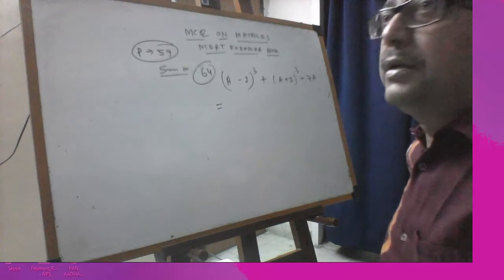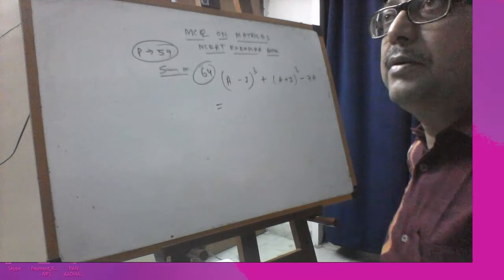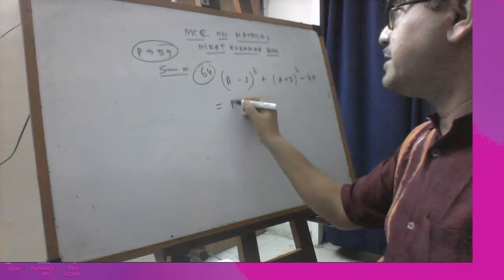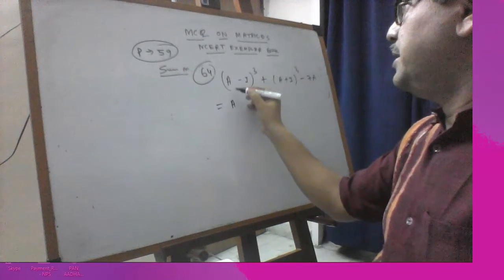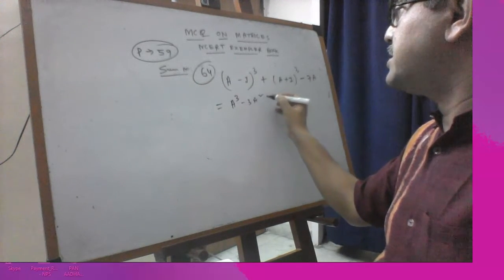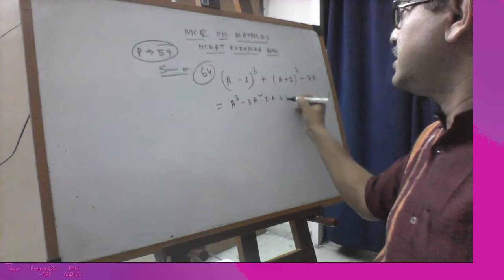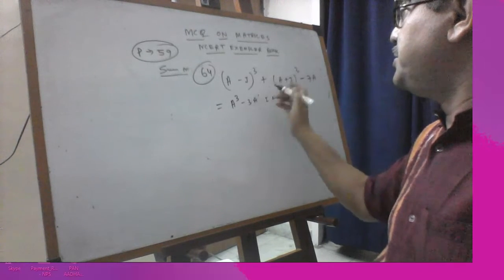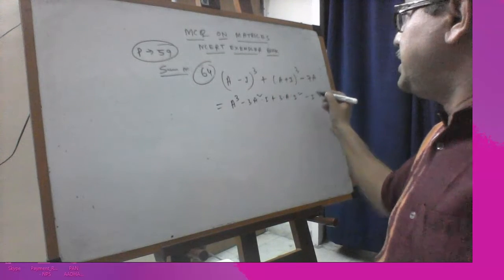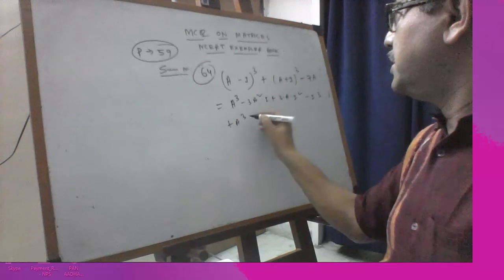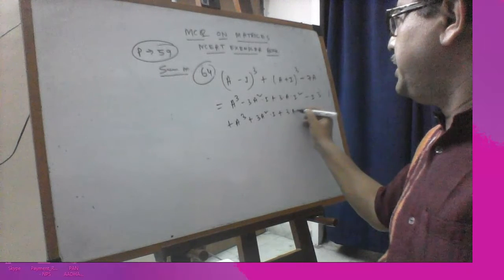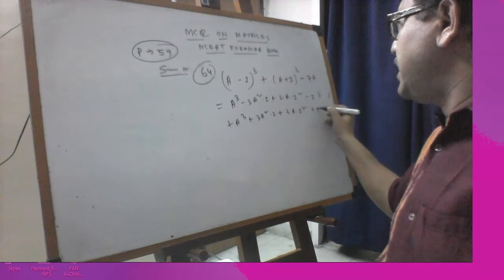It is commutative for multiplication also. So we can expand it like the expansion of a binomial. So it will be A cube minus 3A square into I plus 3A into I square minus I cube, plus (A cube plus 3A square I plus 3A I square plus I cube).